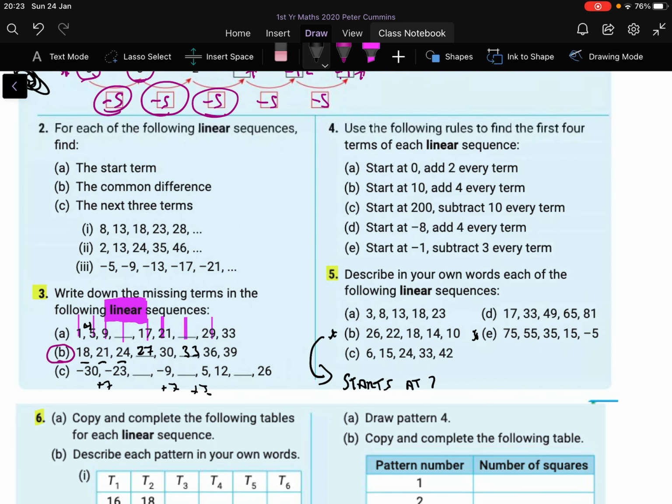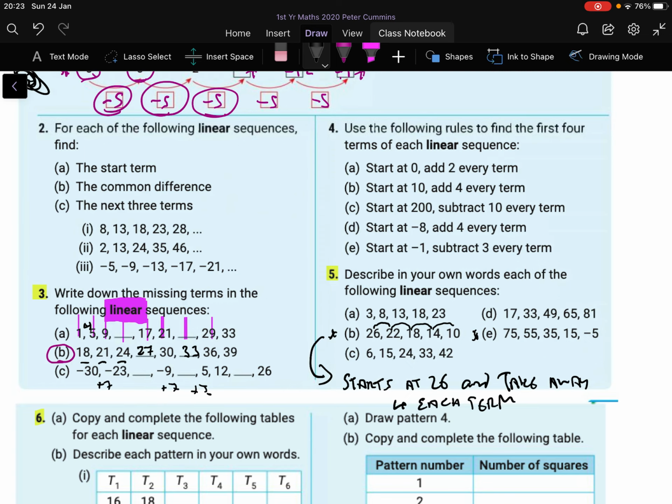at 26, and then I've got to figure out the rest of the sentence. What else is there? Okay, 26 to 22. Okay, taking away 4, taking away 4, taking away 4 every time. So starts at 26 and take away 4 each term. So every time you move from one number to the next, you're taking away 4.